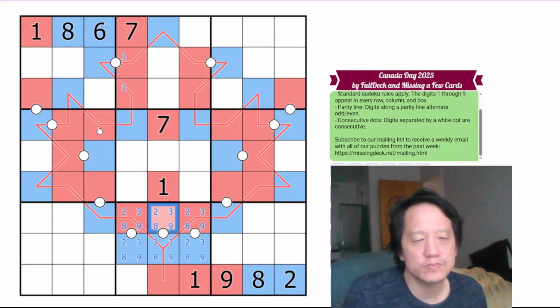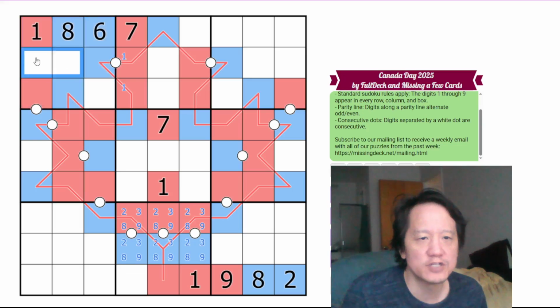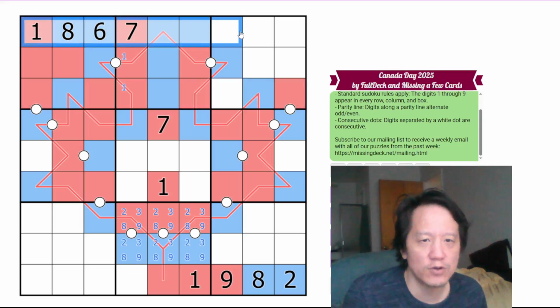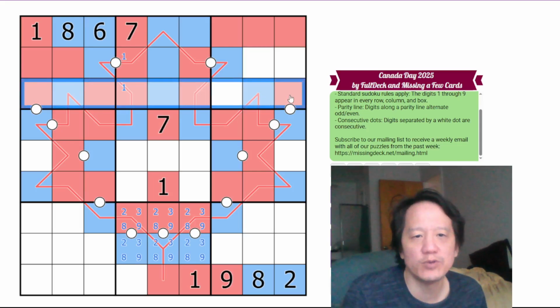Well, in the upper left-hand box, we have 4 even digits, so the rest must be odd. So these are all odd. In the upper central box, we have 5 odd digits, so the rest must be even. In row 1, we have 4 even digits, so the rest must be odd. This has to be one of each. And in row 3, we have 5 odd digits, which makes this even.